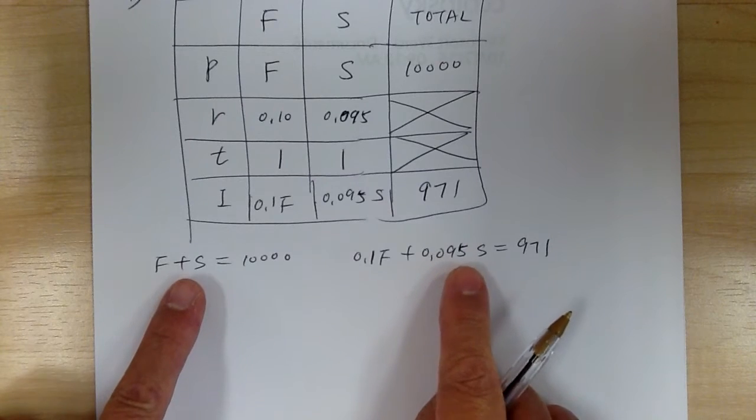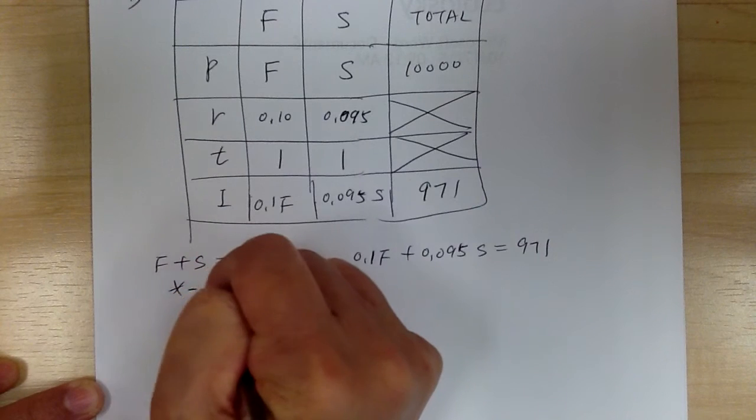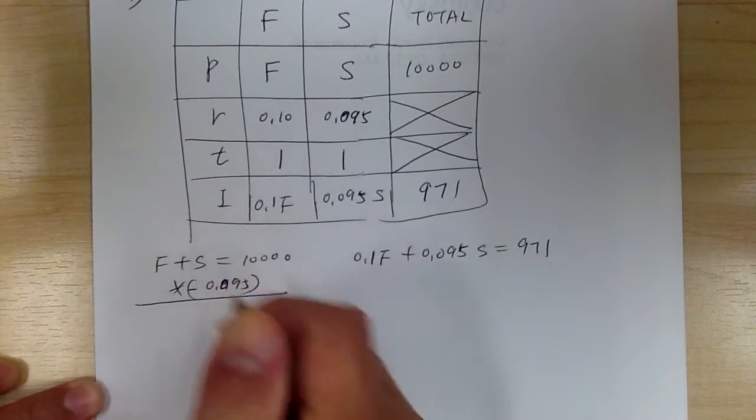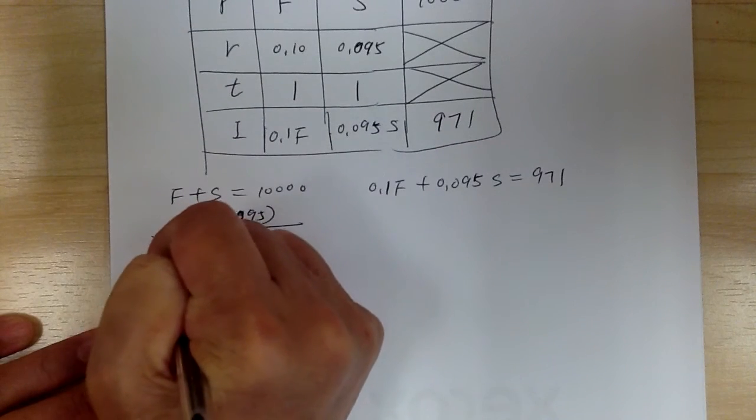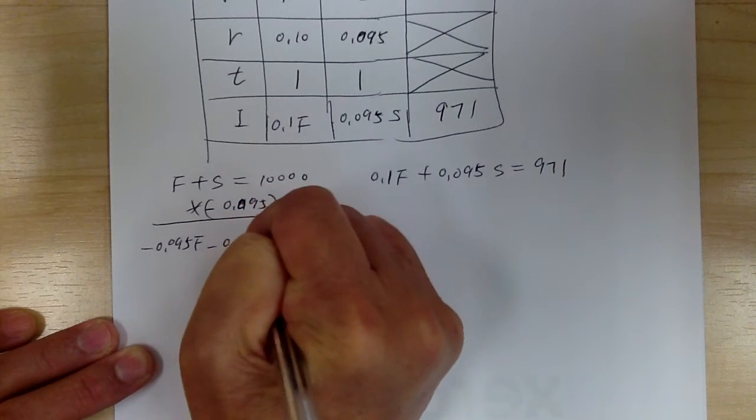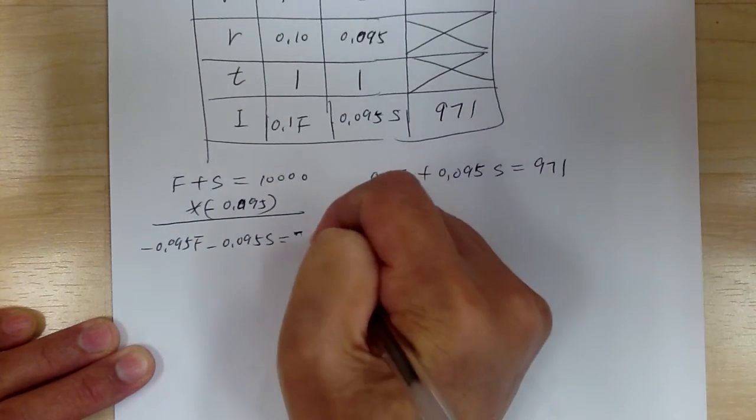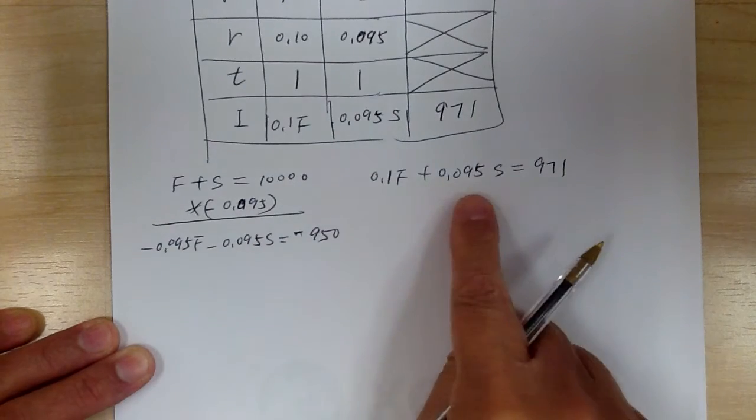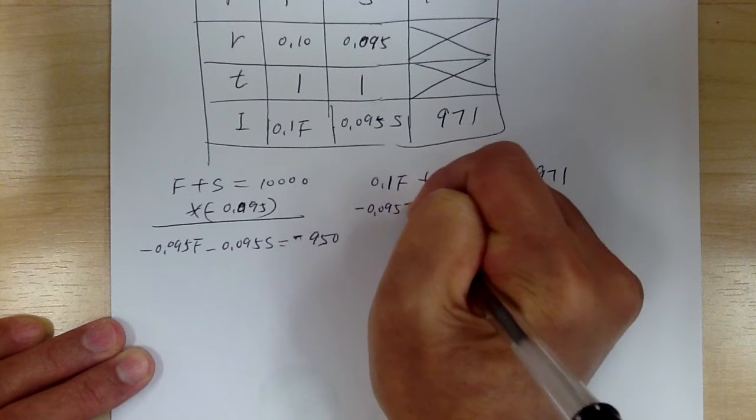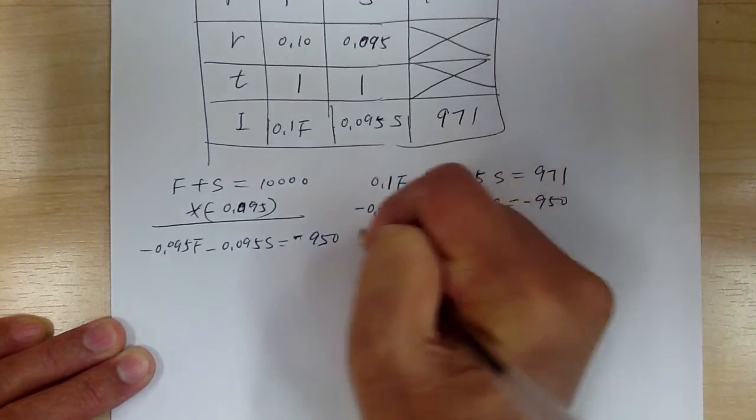And you want to eliminate the lower number so you don't have to deal with the negative numbers. So I'm going to make the S opposite. So multiply by negative 0.095, and you're going to get negative 0.095F minus 0.095S equal to negative 950. Then you're going to put this equation under here. You're going to get negative 0.095F minus 0.095S equal to negative 950.